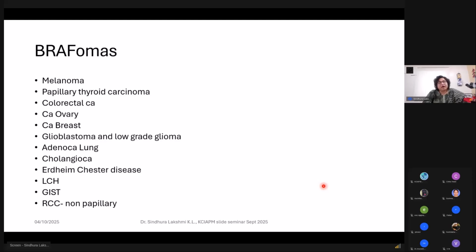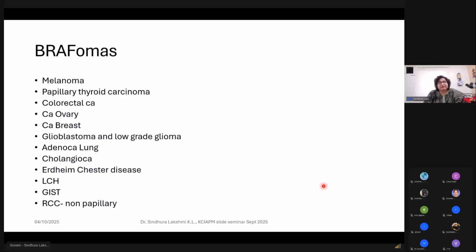Now, what are the other tumors which are associated with BRAF mutation? It can also be seen in melanoma, papillary thyroid carcinoma, colorectal carcinoma, carcinoma of the ovary, breast, lung, cholangiocarcinoma, glioblastoma, and other low-grade gliomas.